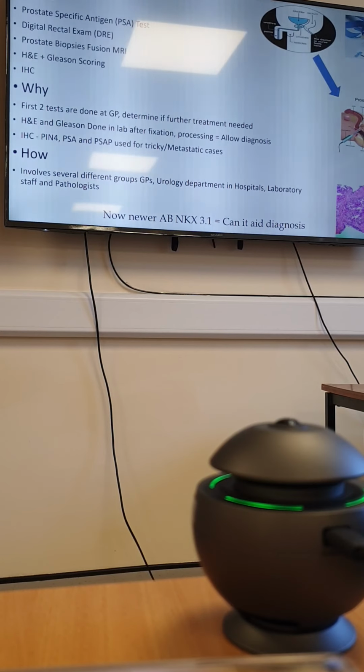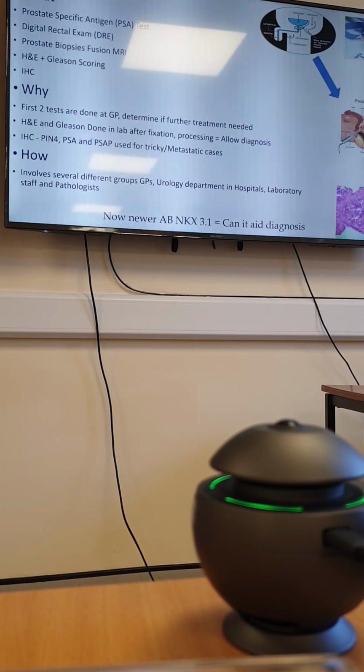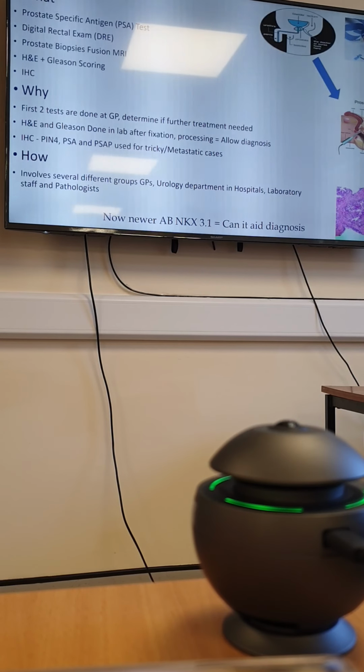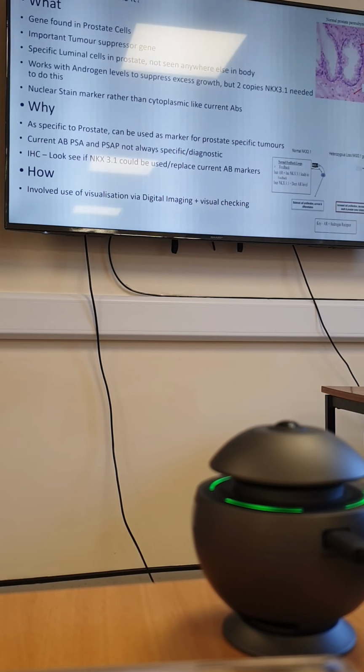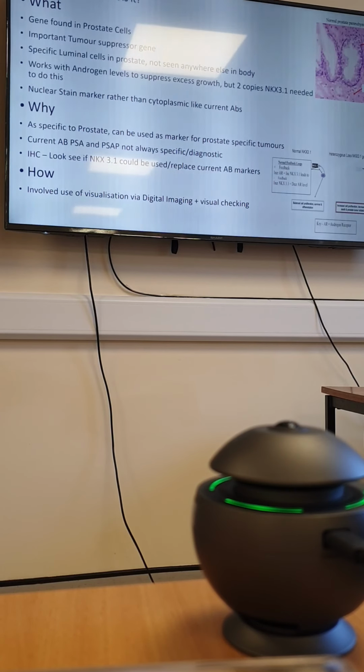And now there's going to be a newer antibody, NKX 3.1, which is the main focus of my project, to kind of aid diagnosis, which is what I was looking at to see if it could. So what is NKX 3.1, you're probably wondering, and that's a gene that was found in prostate cells, and it was discovered in 1997. I didn't put that up there, I just know that off by heart now because I've done so much work in the MSc.